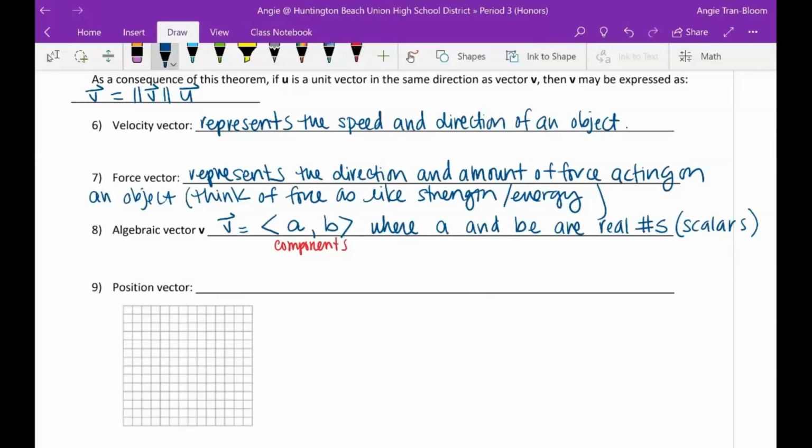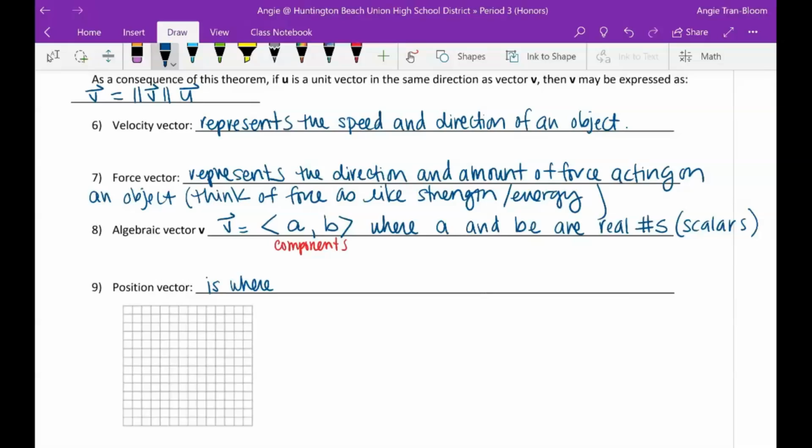Position vector, so let's define that, is where, yes, honey, how can I help you? Why are you talking? I'm recording for my students, so we have to be quiet.